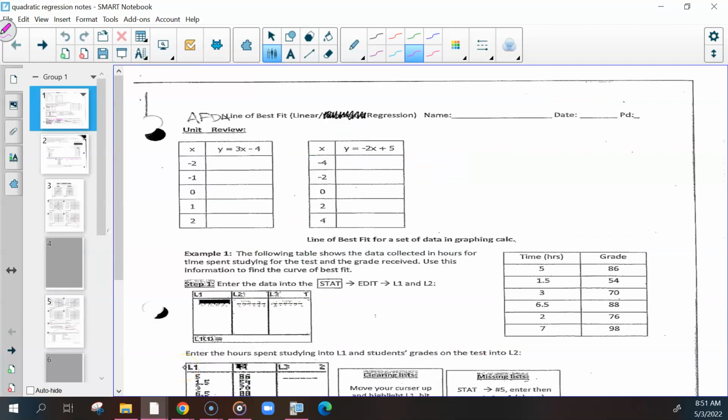Today, we're going to revisit regression, but we've been talking about quadratics. Instead of linear regression or line of best fit, we're now going to be talking about quadratic regression, or the curve of best fit.